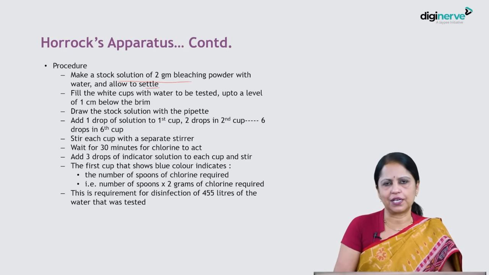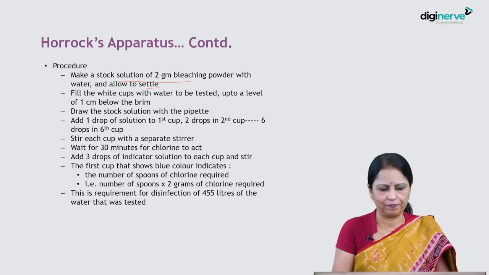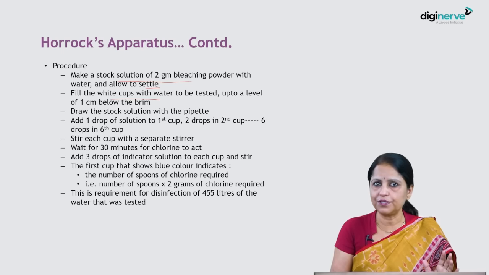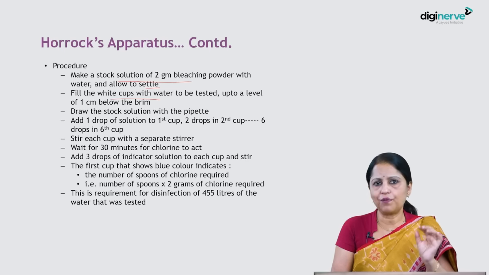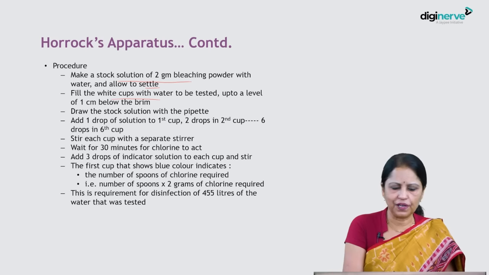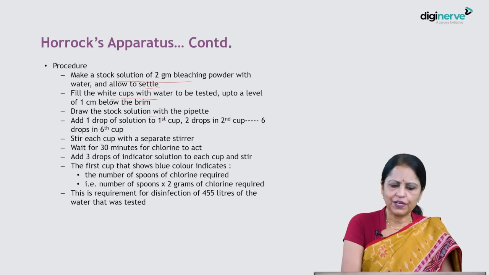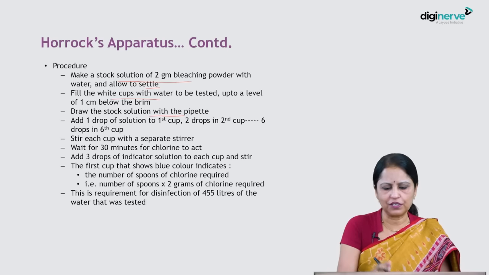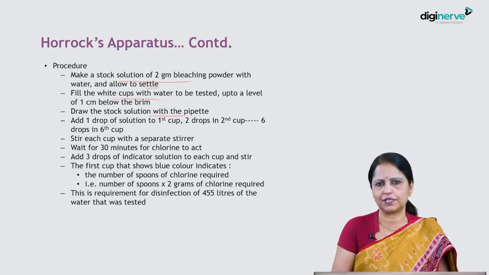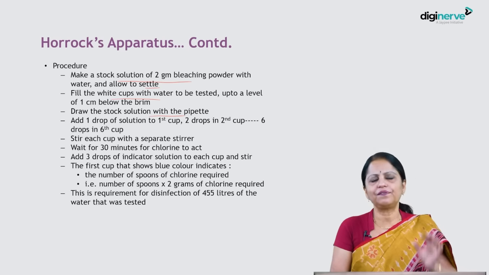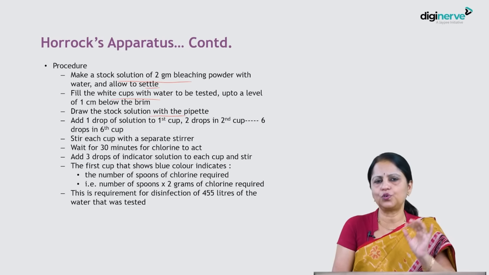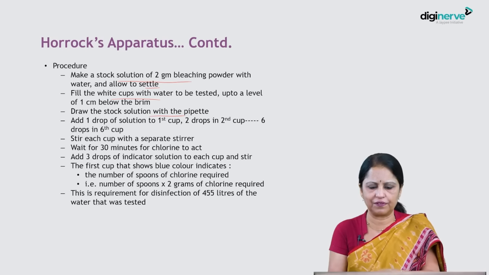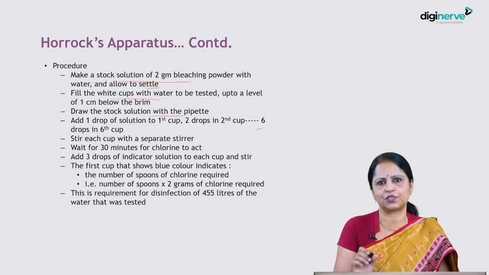And we allow it to settle so that some sediments may fall down. Then we fill the white cups with water that needs to be tested. Up to a level of 1 centimeter below the rim, we fill all the white cups. Then we take the stock solution with the pipette and we add drops of that stock solution to the different cups, all 6 cups. And how much do we do? We add 1 drop to the first cup, 2 drops to the second cup, 3 drops to the third cup, and so on until we reach the 6th cup where we put 6 drops.